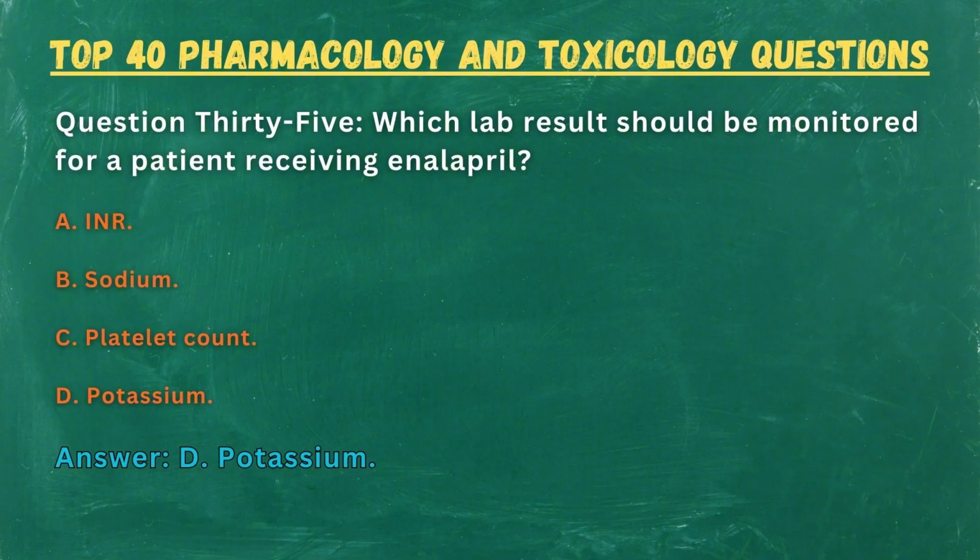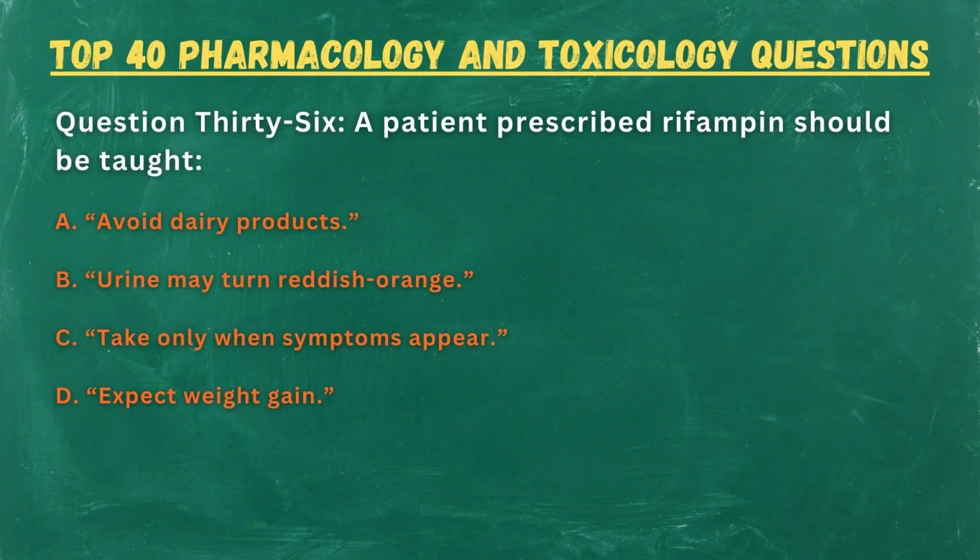Answer: D. Potassium. Question 36. A patient prescribed rifampin should be taught: A. Avoid dairy products. B. Urine may turn reddish-orange. C. Take only when symptoms appear. D. Expect weight gain.